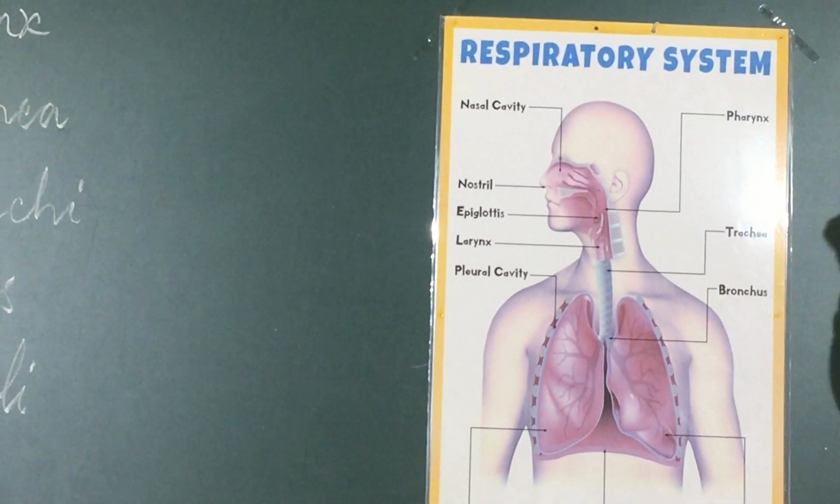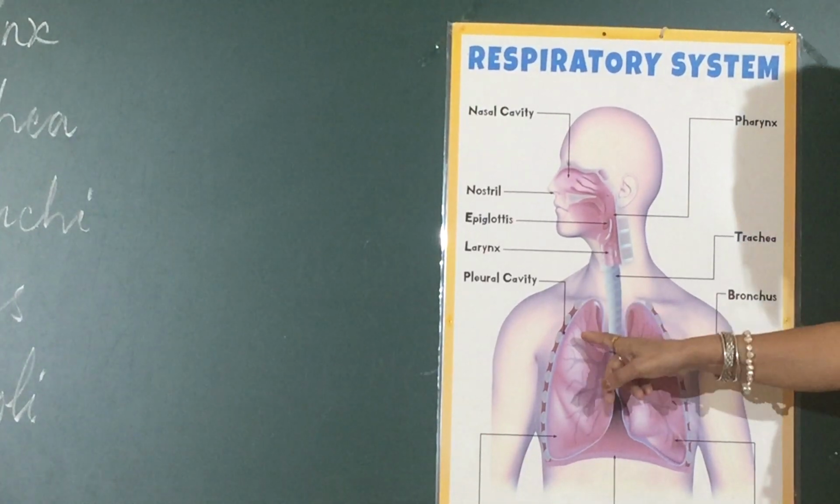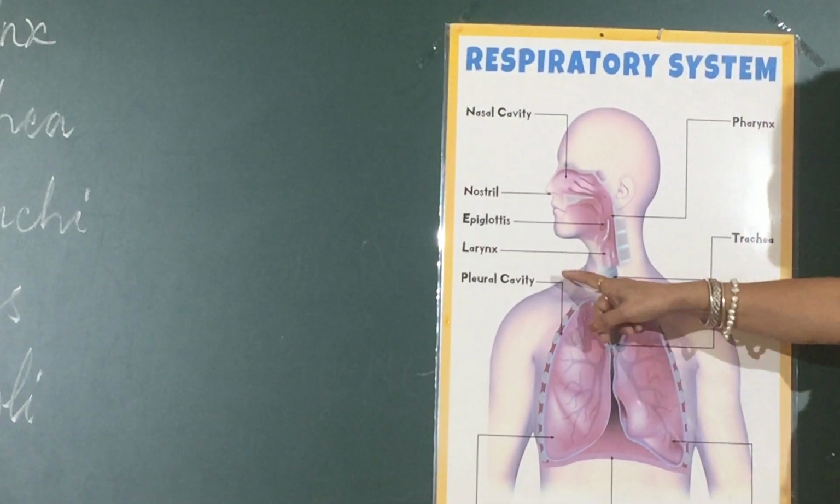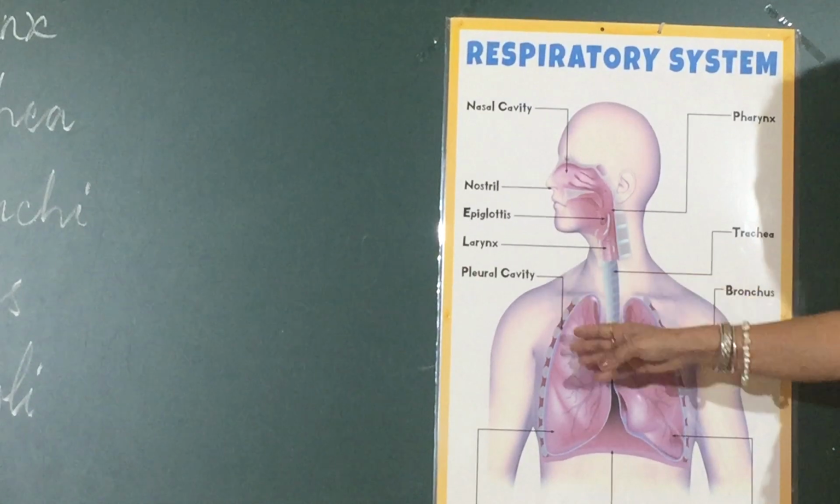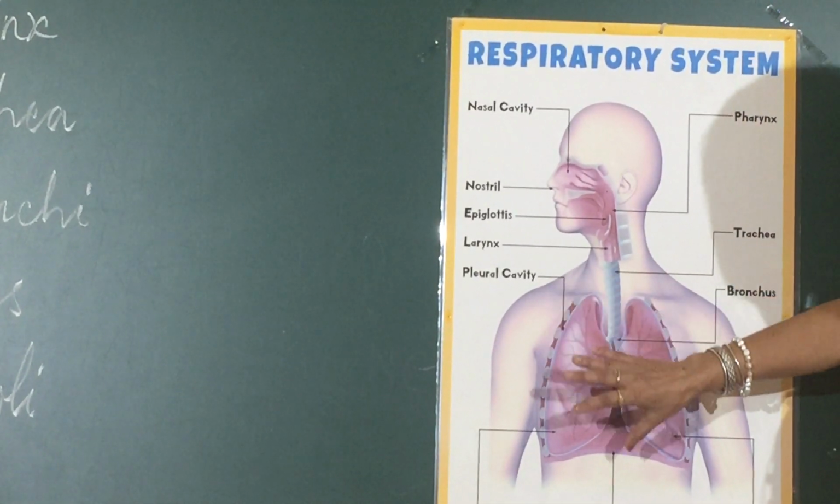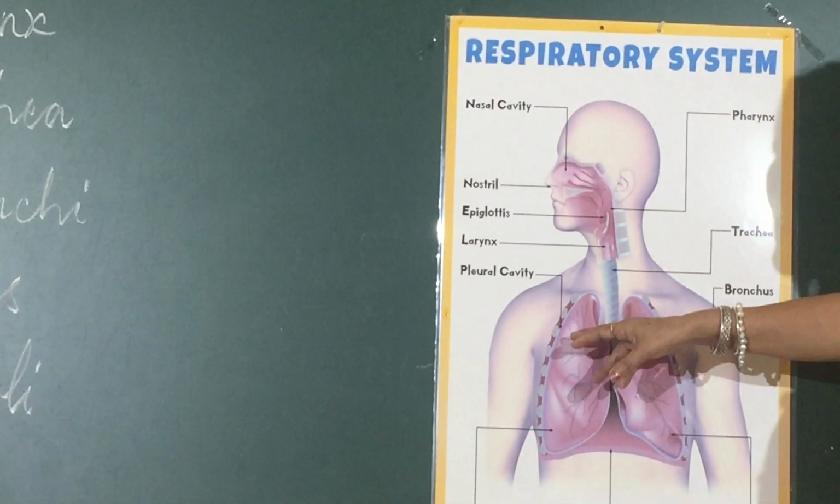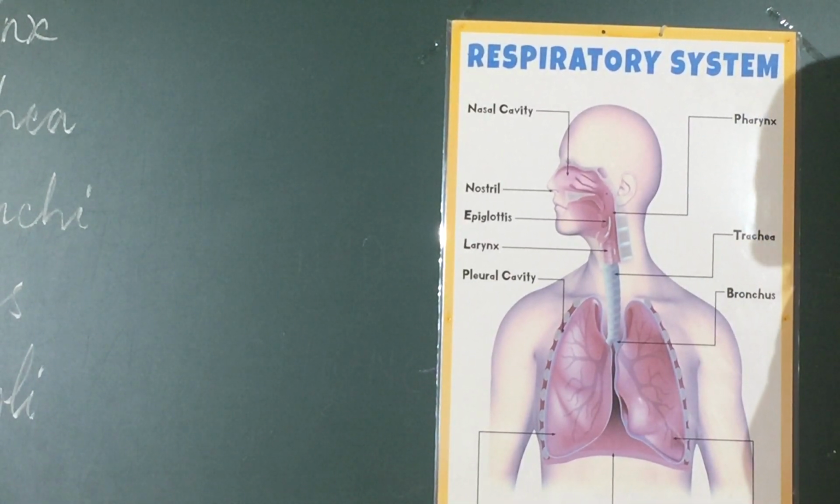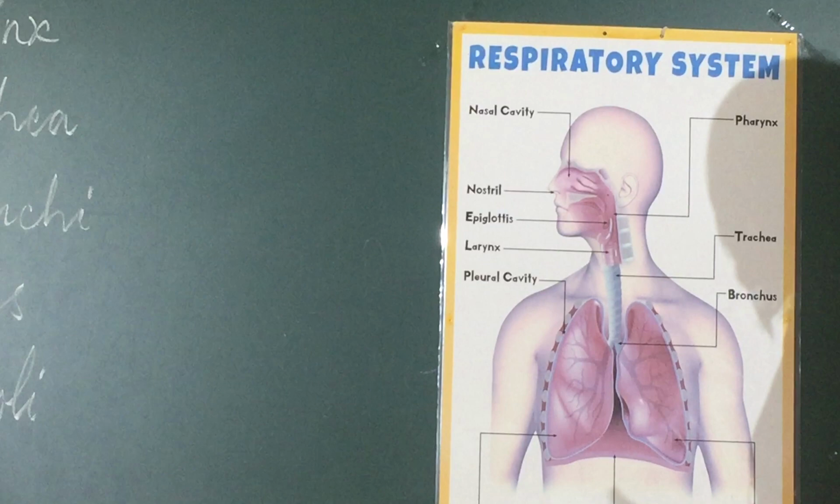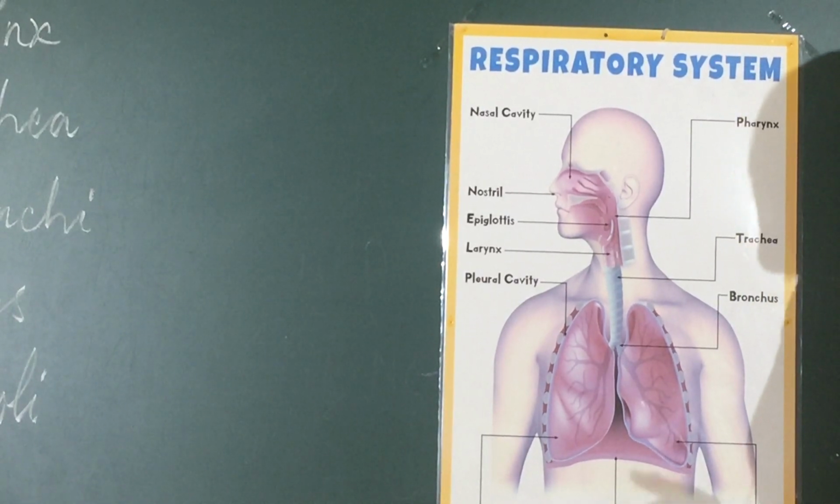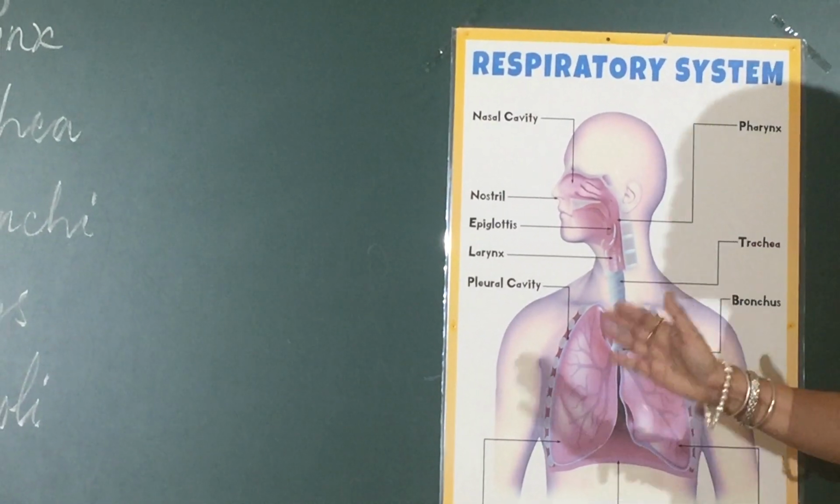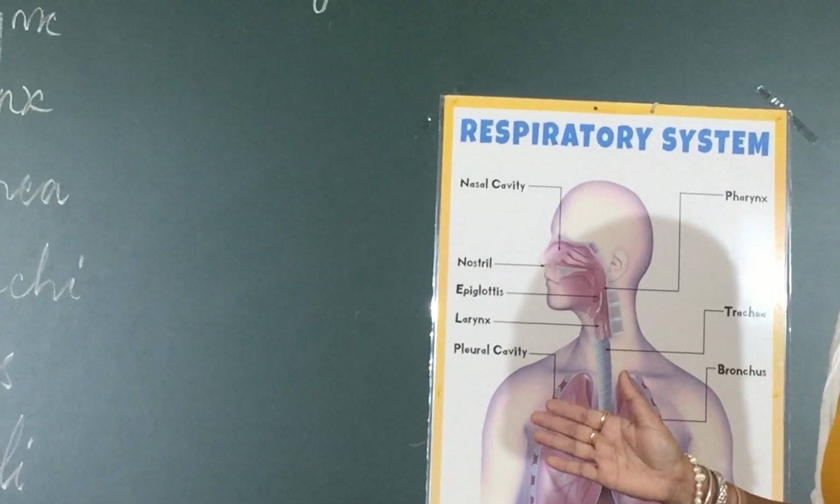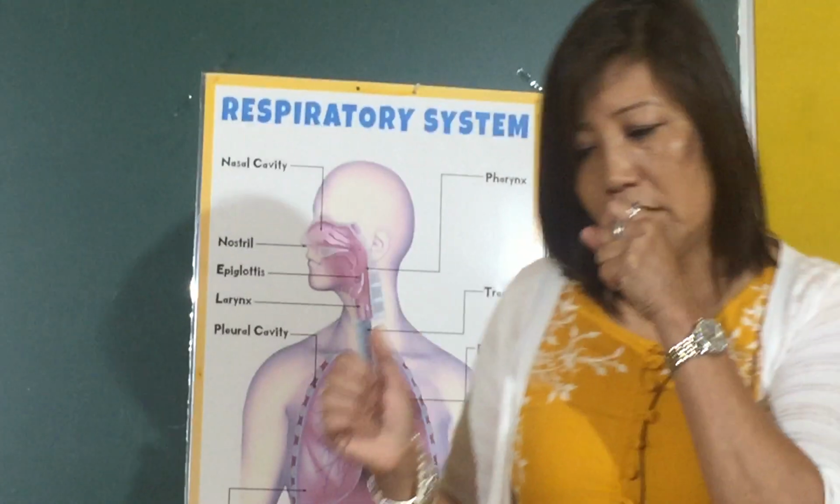Is that clear? Then, in between the two membranes of the lungs, you can see the pleural cavity, which covers the lungs, and it has a fluid called the pleural fluid which keeps the lungs moist for the easy exchange of gases. So, these are the different parts of the respiratory tract.